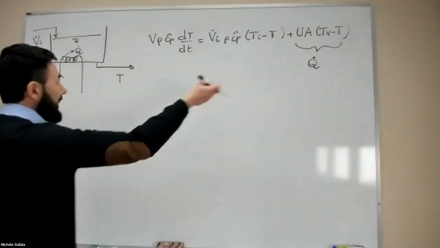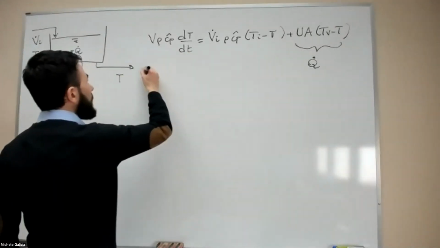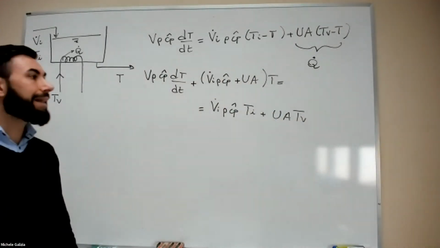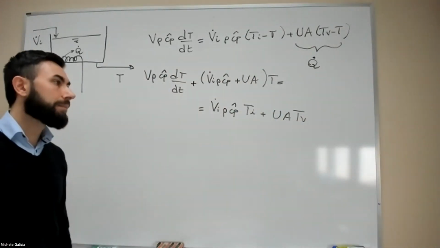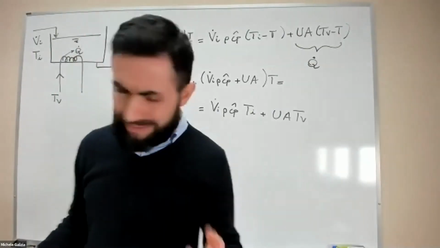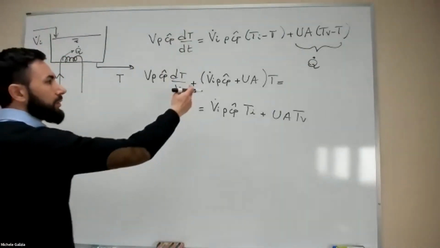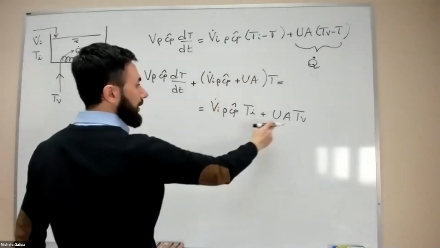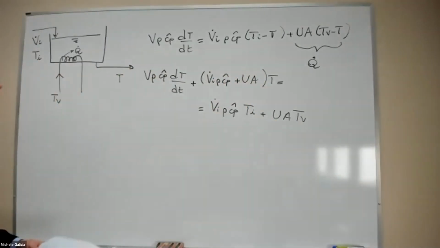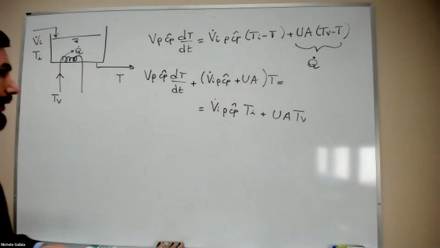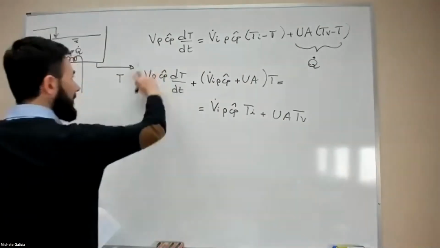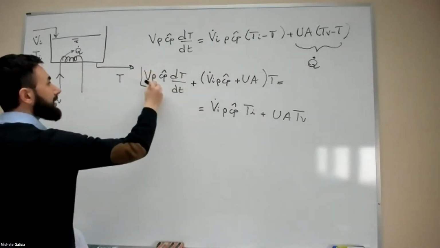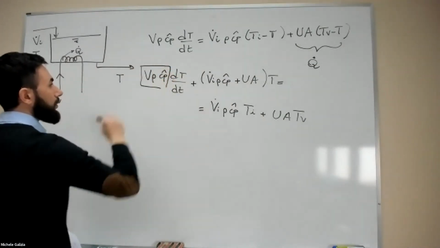Let's rewrite this in a more understandable way. So, is this equation linear or non-linear? It's linear. This is a number, this is a coefficient, this is a coefficient, this is a coefficient. So we don't need to linearize. So let me rewrite this by dividing everything by V rho Cp.